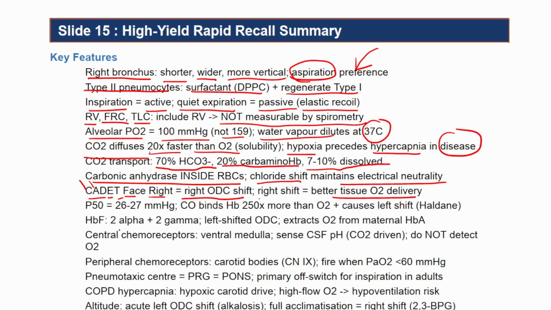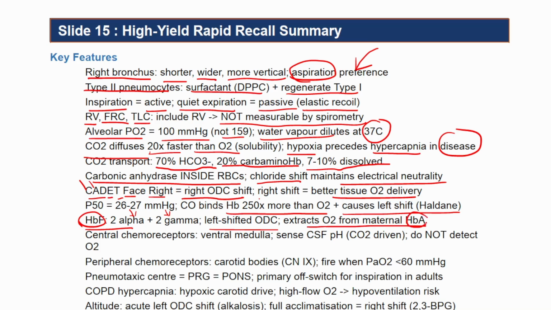Conversely, toxic gases can disrupt this binding curve. Carbon monoxide binds to the heme iron of hemoglobin with an affinity 250 times more than oxygen, and it causes a left shift. We see a physiological high-affinity state naturally in fetal hemoglobin, or HbF, structurally composed of 2 alpha and 2 gamma globin chains. This hemoglobin F exhibits a distinctly left-shifted dissociation curve, and this elevated affinity allows the fetus to extract oxygen from maternal hemoglobin A.